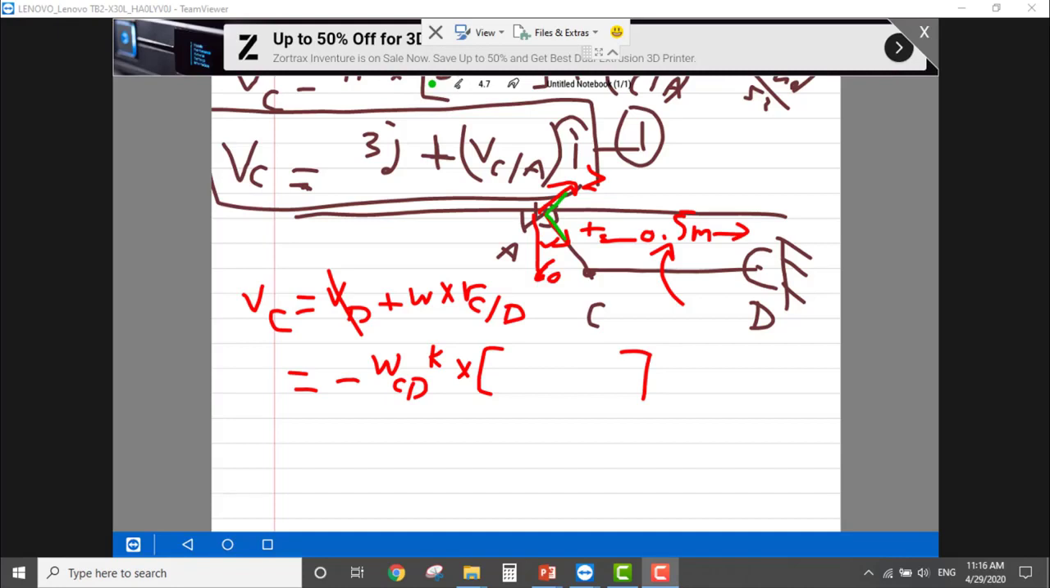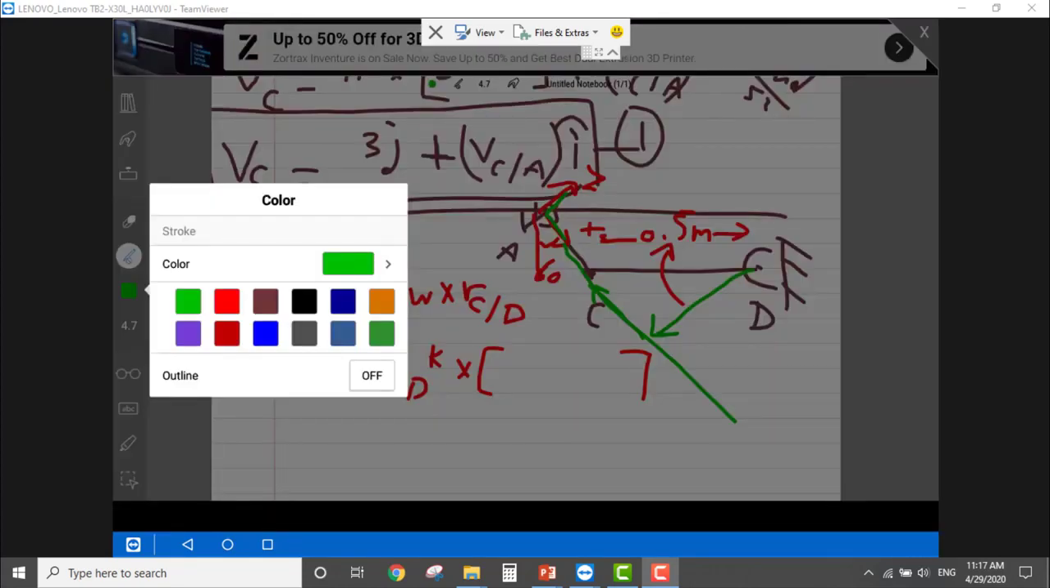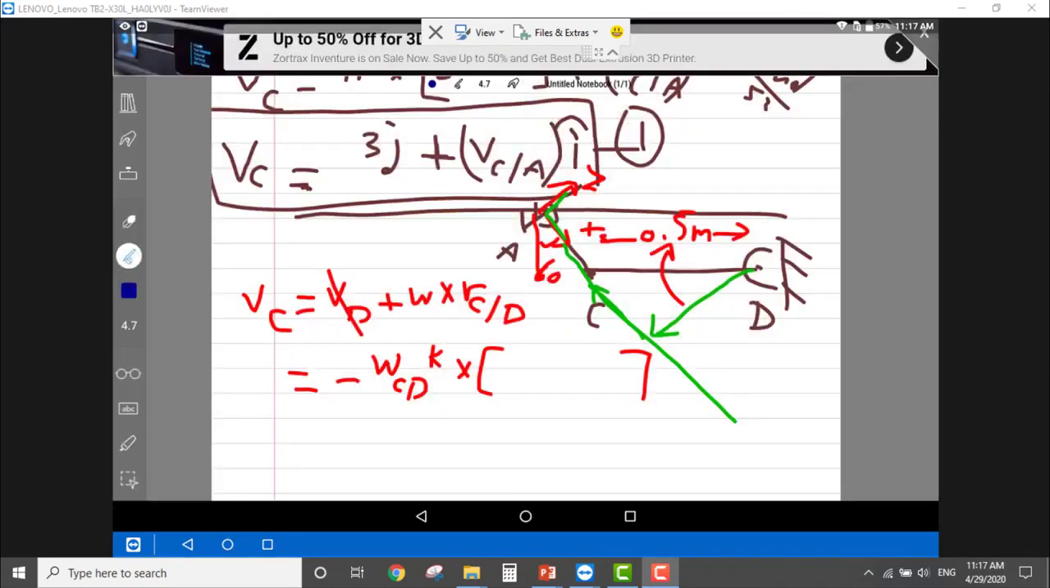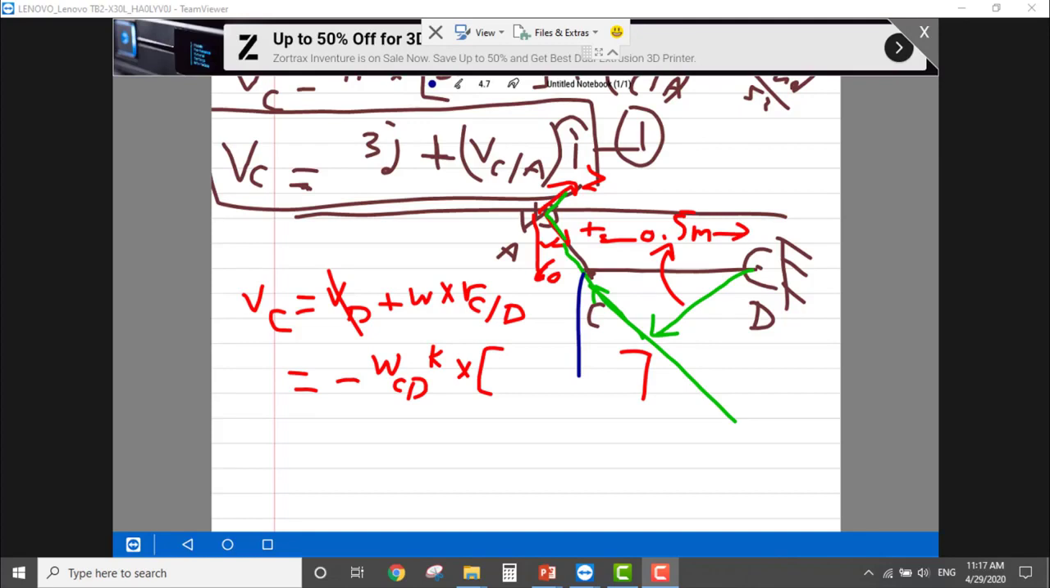So first, I will extend the X coordinate system. If I want to move from D to C, first I must go in the negative Y axis, then I need to move in the positive X axis. And this angle, let me change the color, this angle is 60. So we are talking about this angle, which is 30.